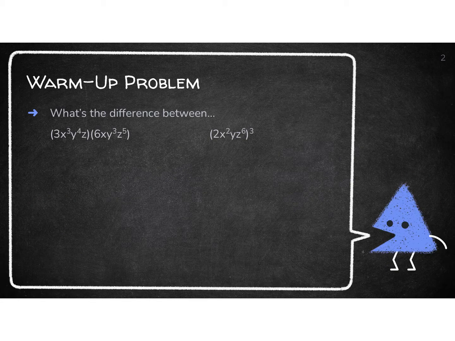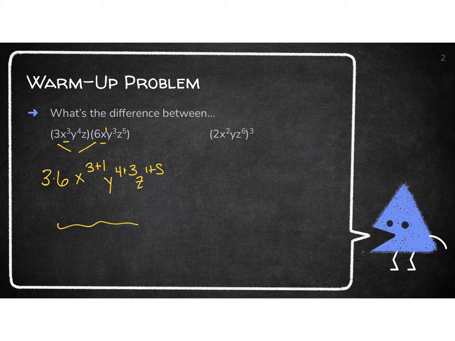So what's the difference between these two problems? This is what we did yesterday. We multiplied the big numbers. So I did 3 times 6, and then I added the little numbers. So I had x to the 3 plus 1, y to the 4 plus 3, z to the 1 plus 5. Okay, and I kind of got that answer down here.